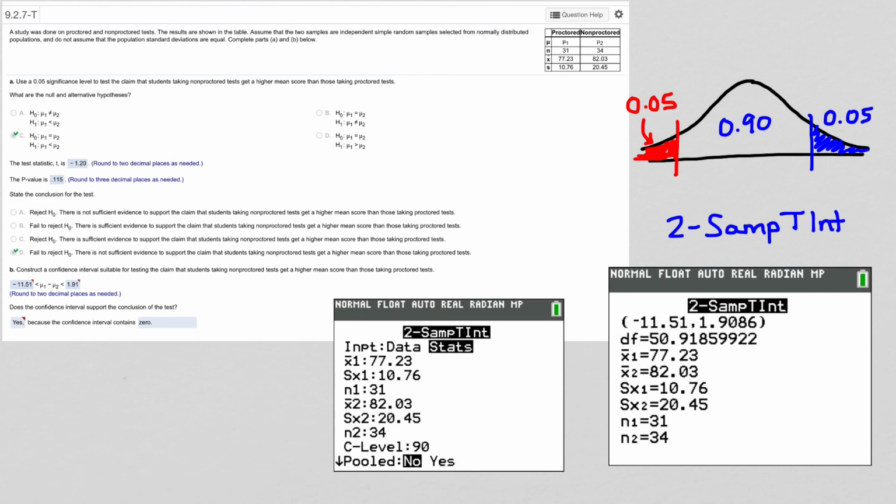So does the confidence interval support the conclusion of the test is what we want to know. So I'm looking to see, is 0 included in my interval? And it is. So that supports the conclusion of our hypothesis test up here. So we would say yes, because the confidence interval contains 0. So that would be my final answer to that.